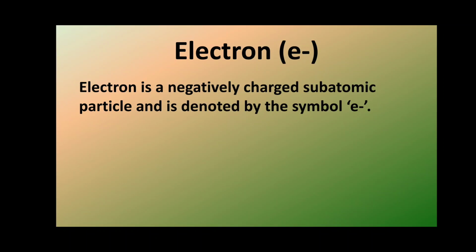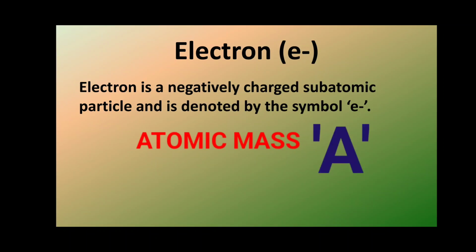Here we must take one thing into consideration, that the mass of an electron is negligible as compared with the mass of a proton. So when we consider the mass of any atom, we consider the mass of protons and neutrons present in its nucleus instead of the mass of the electrons. So the total number of protons and neutrons in the nucleus determine the atomic mass of that element, and the atomic mass is denoted by the symbol capital A.